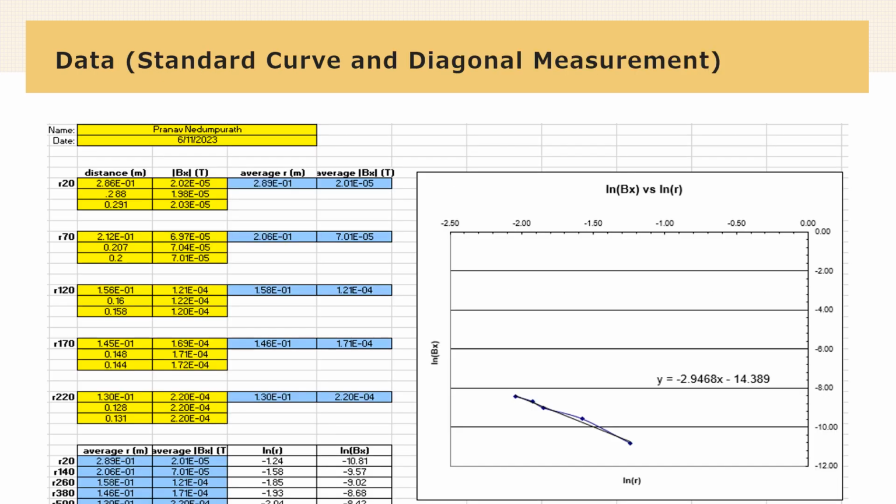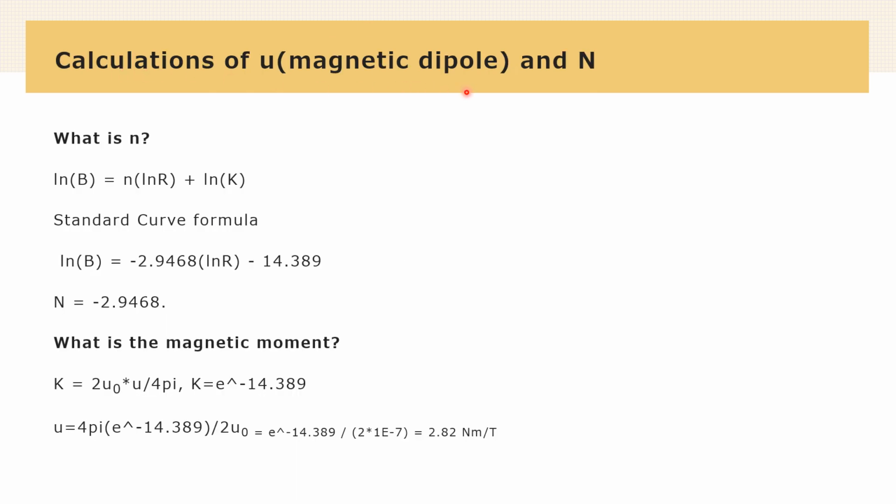This is my data, and as you can see, I measured these values in the yellow, both here and down here, and the graph automatically calculated them, and we got this standard curve. And down here you can see that the x component from the observed magnetic field was 8.28 e negative 6 teslas. Then we were able to calculate u, the magnetic dipole, and n, the power of the radius. And so from the standard curve formula, we were able to determine that the n value is negative 2.9468. So this is the power that r is raised to.